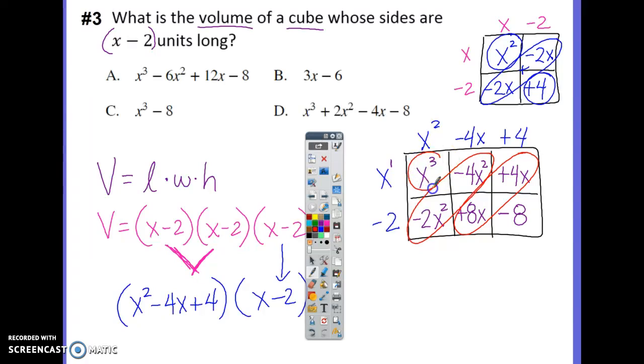So at the beginning, I have an x cubed, not 3x. So B is wrong. And at the end, I have a negative 8. All of these have negative 8, so we're good. When I add negative 2 and negative 4, what do you get? Negative 6x squared. Here it is. And when I add 8 plus 4, 12. Here it is. So my answer is A. That is how you're going to do the problems on today's assignment.